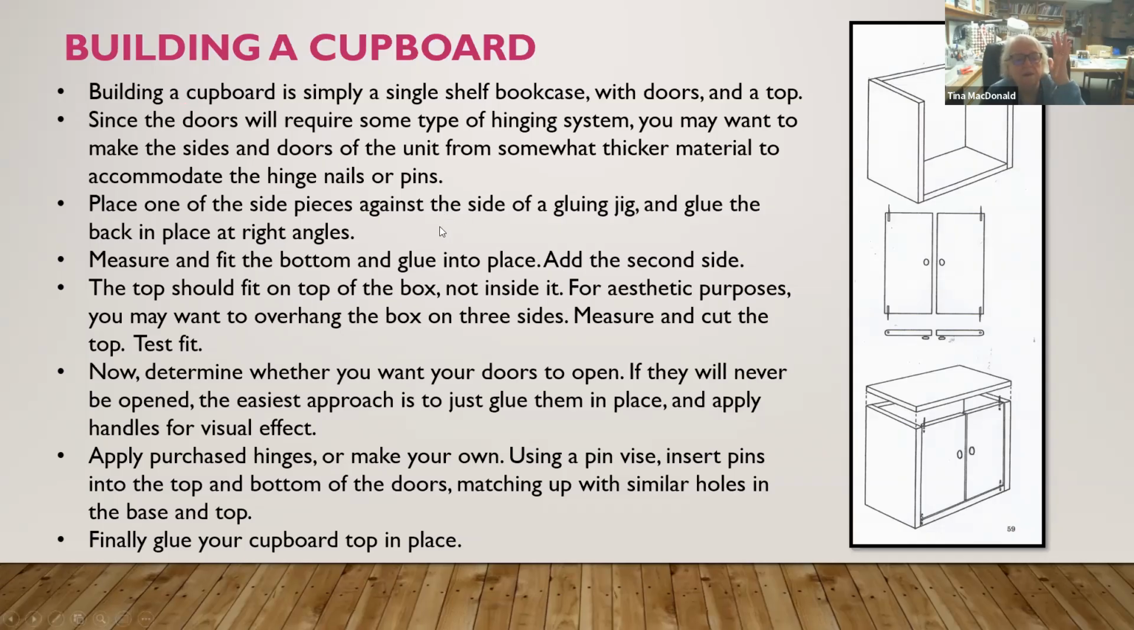Again, put one of the side pieces against the side of the gluing jig, put the back in place, and then measure and fit the bottom and glue that into place. Add the second side. The top should fit on top of the box, not inside it. And you may actually want to overhang it slightly on all 3 sides. Measure and cut the top. Now, determine whether you want your doors to open.